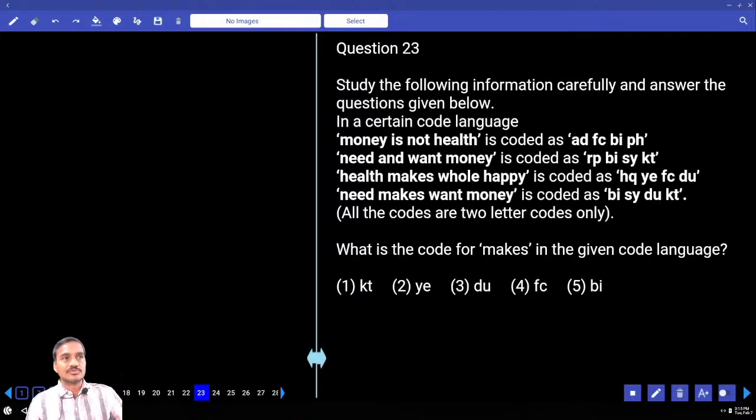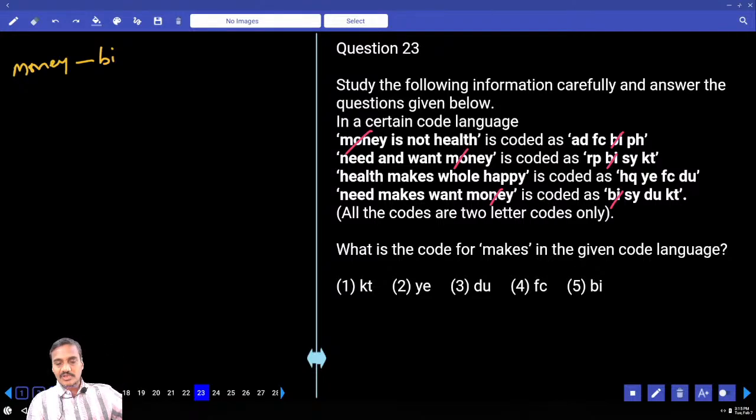There are some 5 questions. Then money is not health, and need and want money. Now what is the word that is common between these two? In the first, second and 4, the word that is common is money, and the code that is common in this AD and FCBI. Now BI is the code that is common, and the code for money is BI. Saripenda ledha? Money is BI.